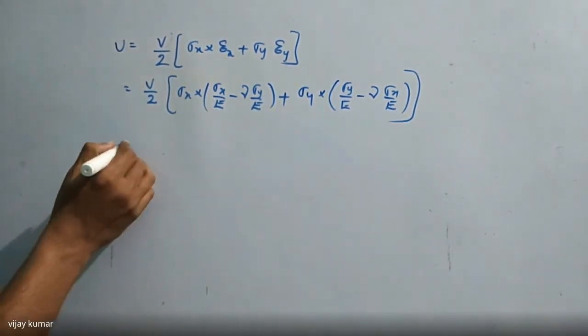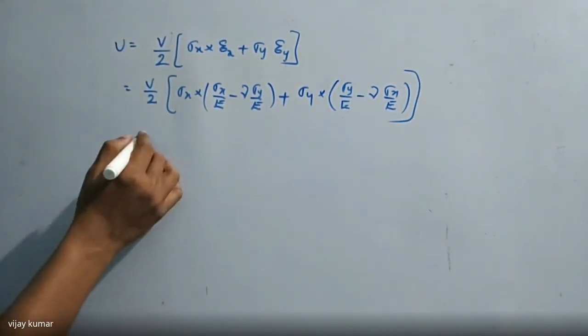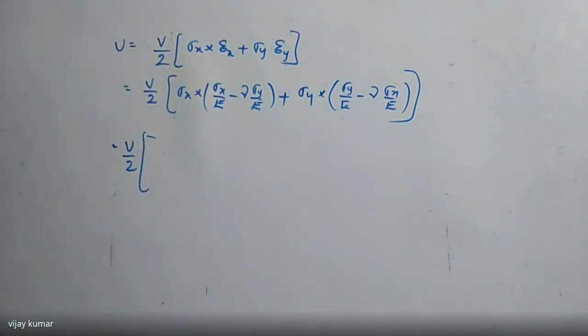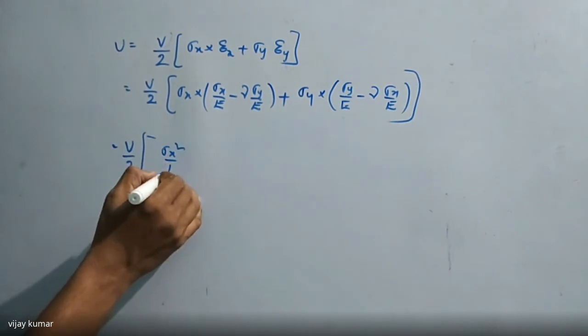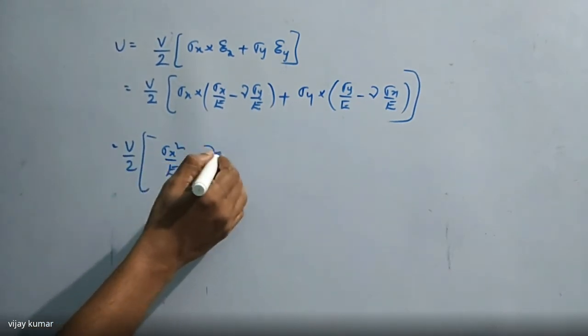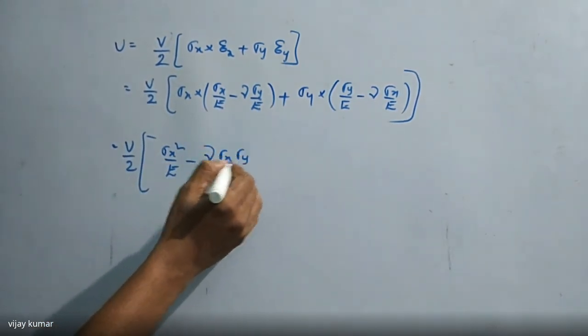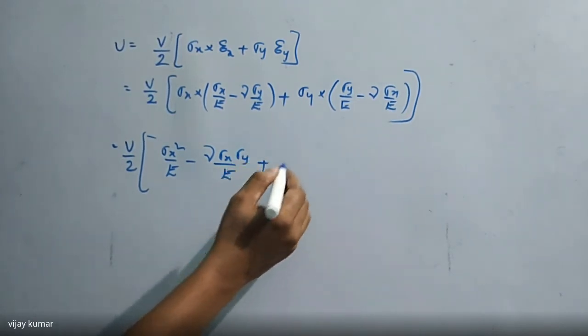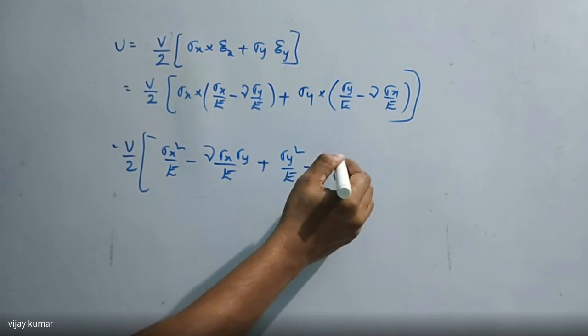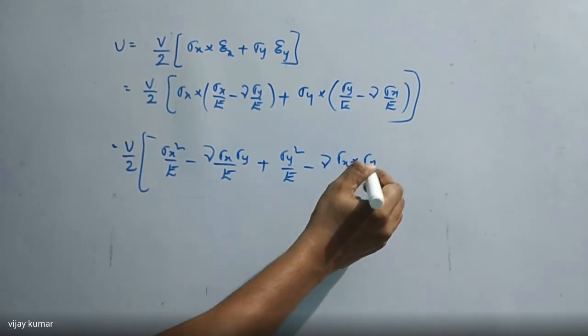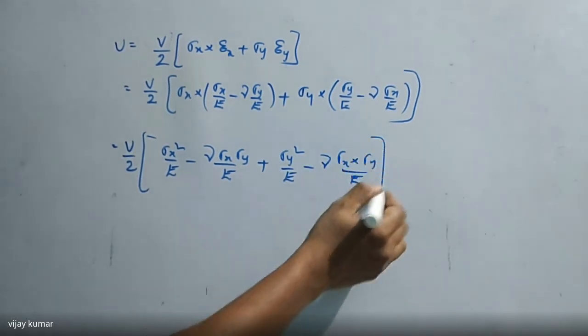So here I'm writing V by 2 into, sigma x square by E minus Poisson ratio into sigma x into sigma y by E plus sigma y square by E minus Poisson ratio into sigma x into sigma y by E. Did you get my point or not?